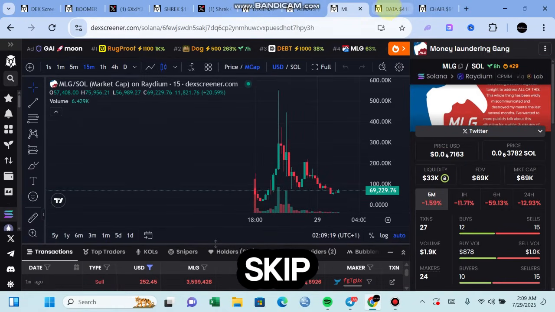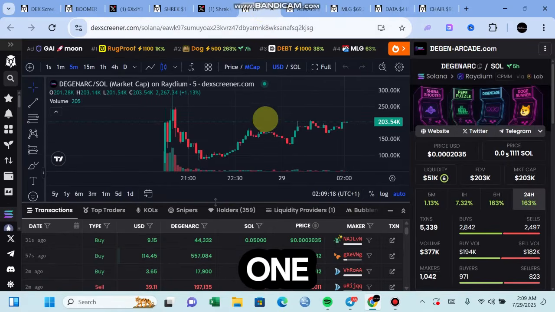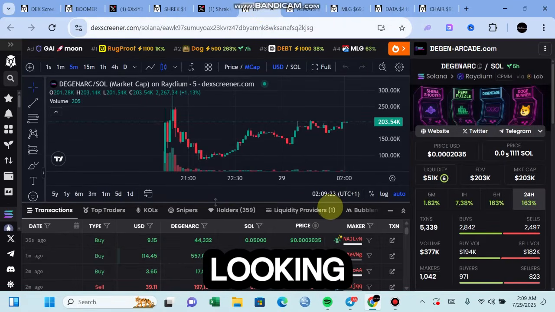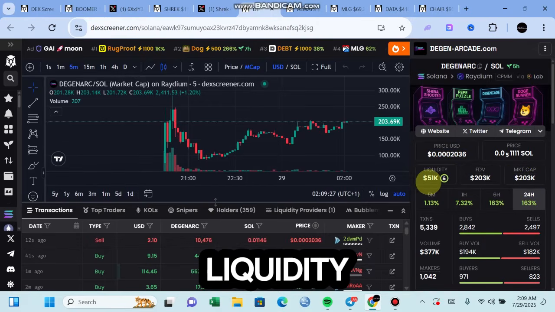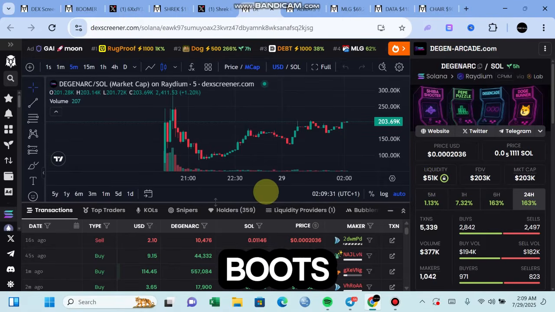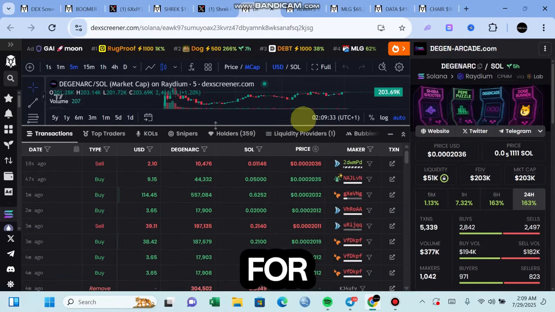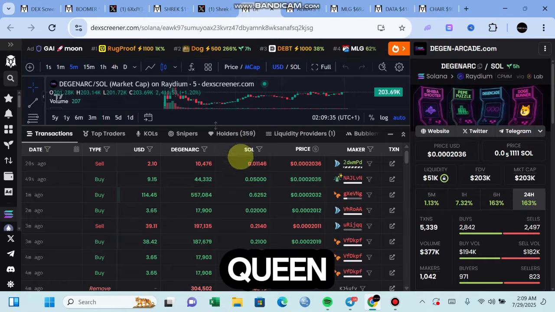So we just skip it and move to the next one. And this particular one is actually looking really very nice, as you can see. 200k market cap, liquidity is locked, which you can confirm using the TTL boots. Then other things you should check for is the people putting money into this coin.